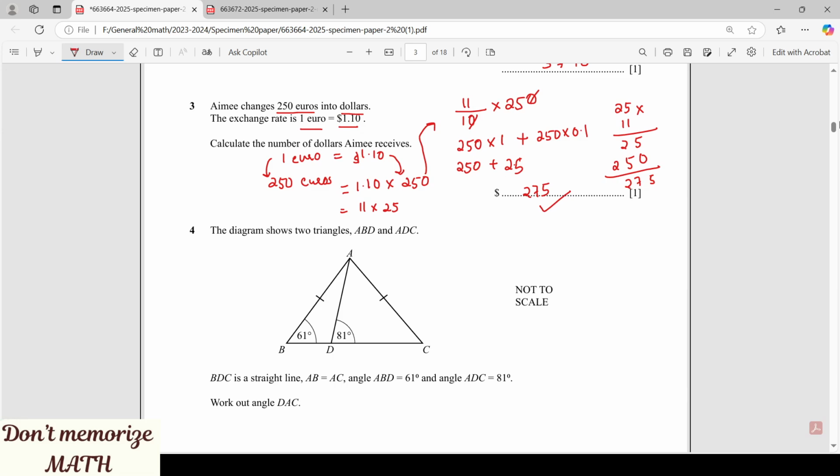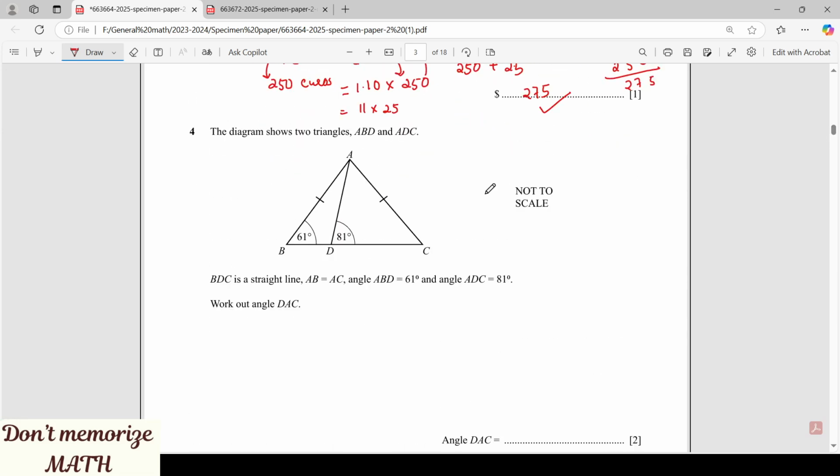So we'll move to question number 4. The diagram shows two triangles, ABD.